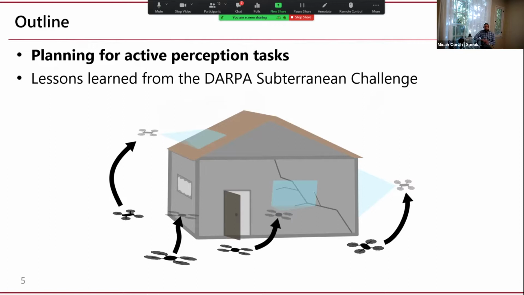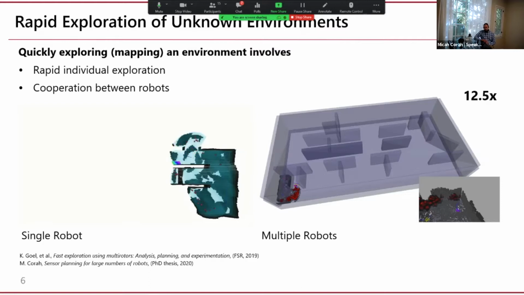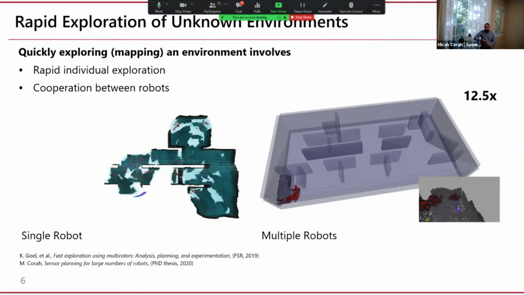So now that we know why active perception is important, this brings us to the first part of this talk, which will focus on planning for active perception tasks. One problem I would like to focus on is how to plan to rapidly explore an unknown environment. At a high level, I'm interested in two aspects of this problem. First, we can design robots that explore quickly on their own. And here on the left, I have included an example from some of my work in collaboration with Kshitij Goel at CMU.